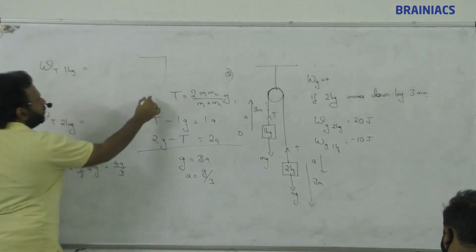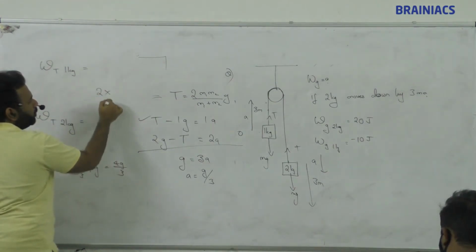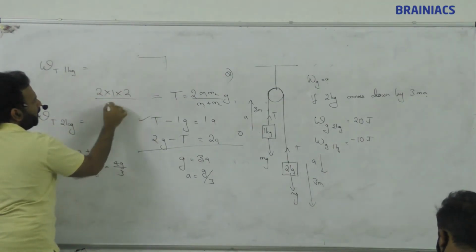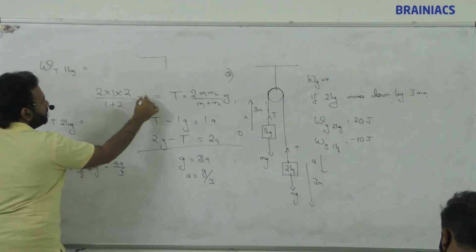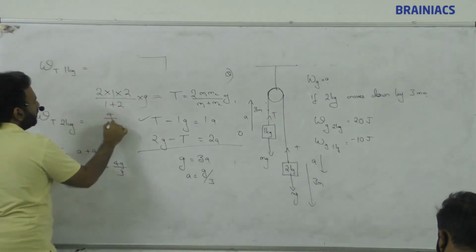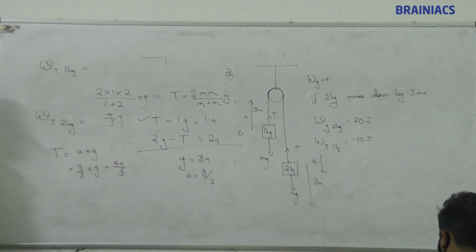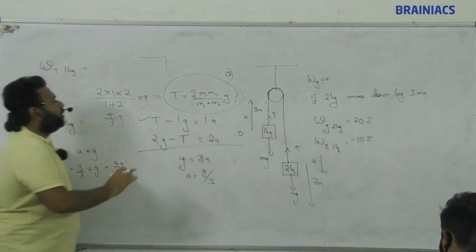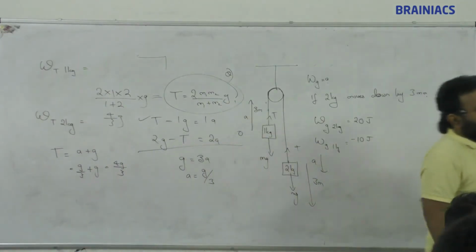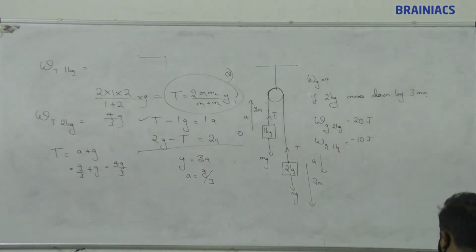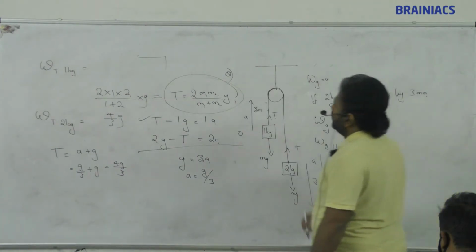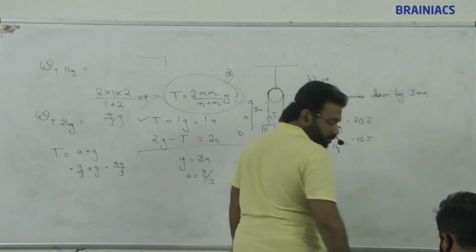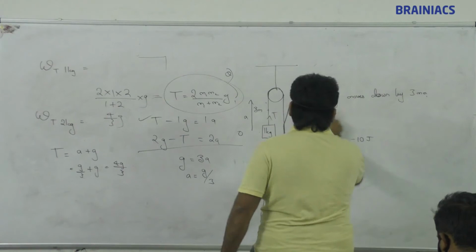Now look here, you will be getting 2 into 1 into 2 divided by 1 plus 2, into g. What is this? 4 by 3 g. Same thing we get, but how much time do we need to spend here? It's the same case. If you get it, use this formula. Okay, done. So we got the T value: 4 by 3 g.